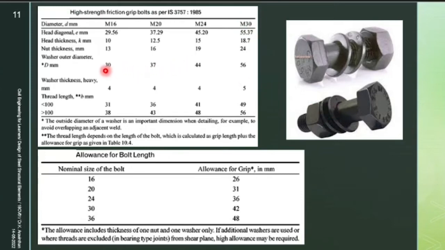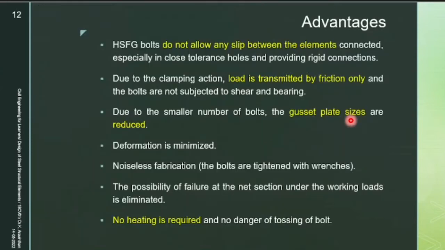And always the diameter of the washer is higher than the head of the diagonal. So if your head is 29 mm, your washer is how much? 30. So if you compare the head and the washer, it will be much higher. Okay. Now these are the advantages of high strength friction grip bolt.